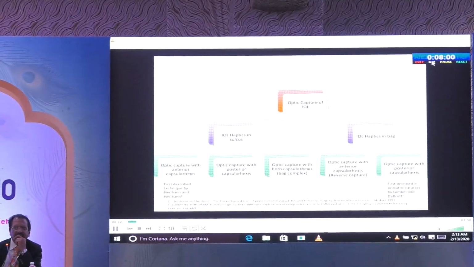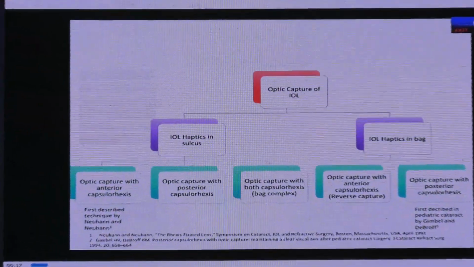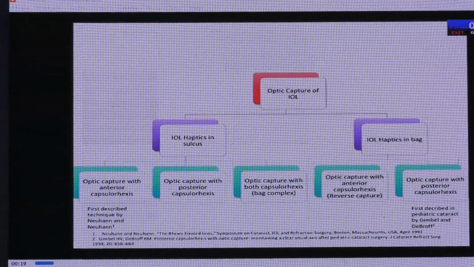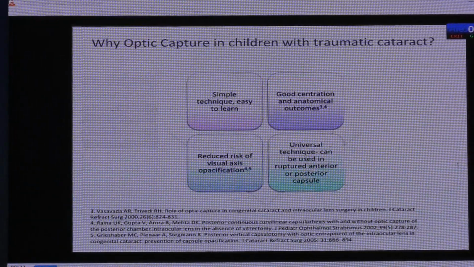Presentation about surgical technique of optic capture in pediatric traumatic cataract. Optic capture of IOL is a technique in which the IOL optic is fixed with capsular excess margin. It can be placed in the sulcus, and the optic can be captured with anterior capsule, posterior capsule, or both. Alternately, the IOL can be placed in the bag and the optic can be captured with anterior or posterior capsule.